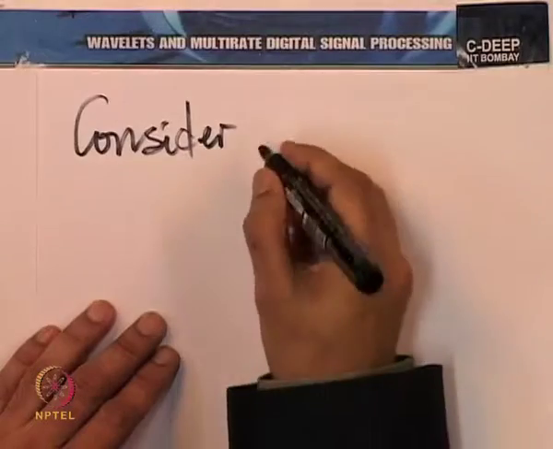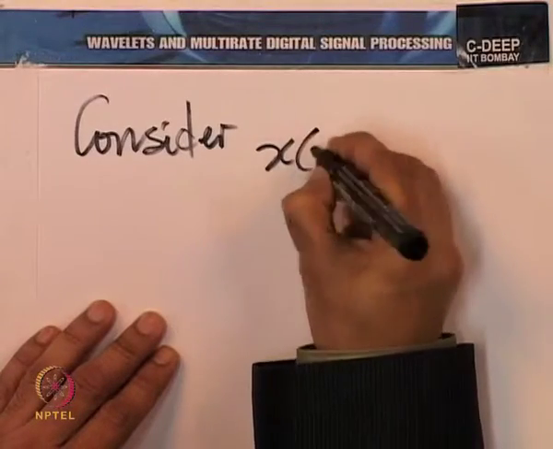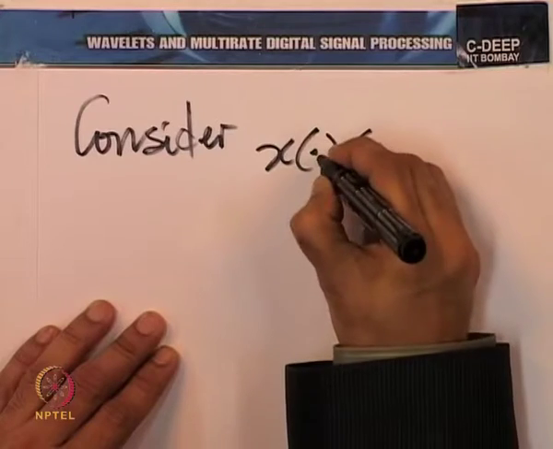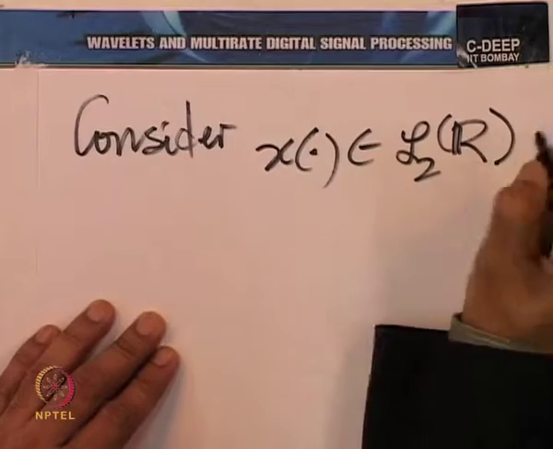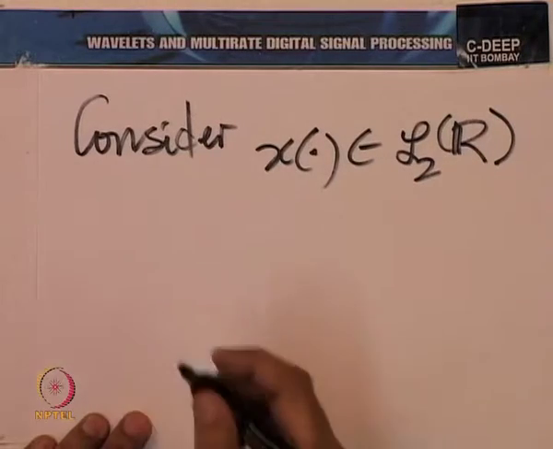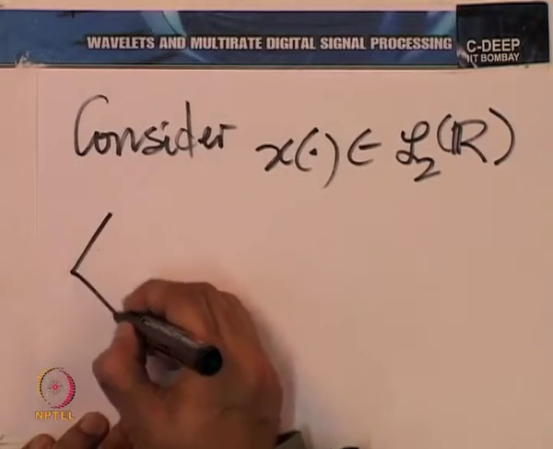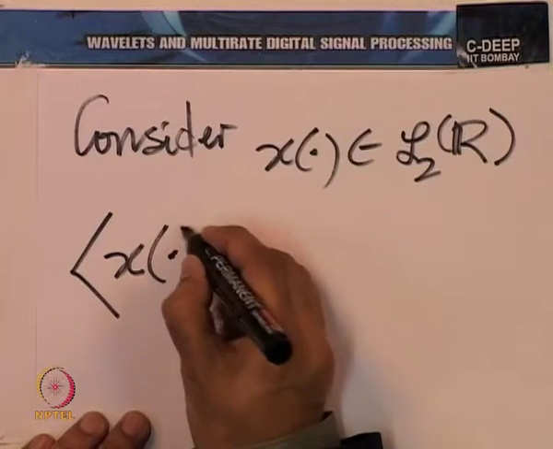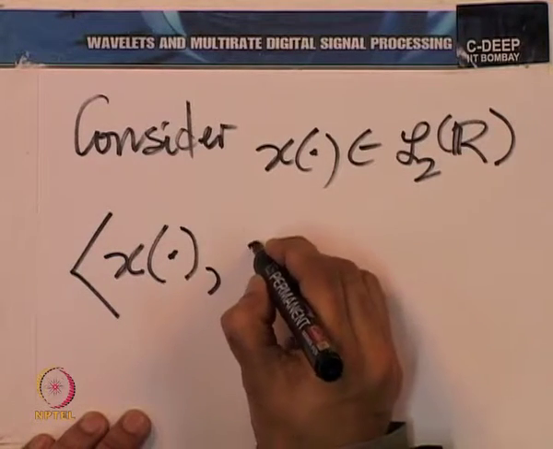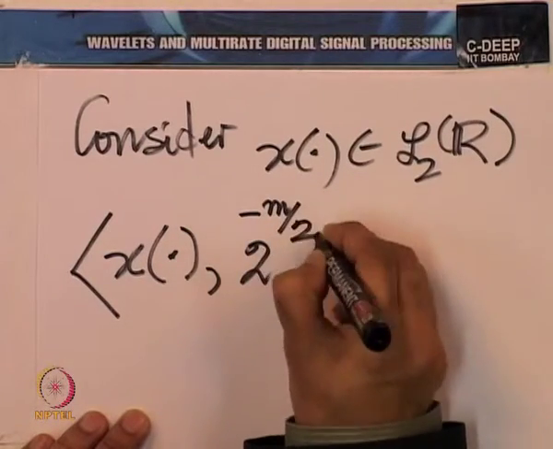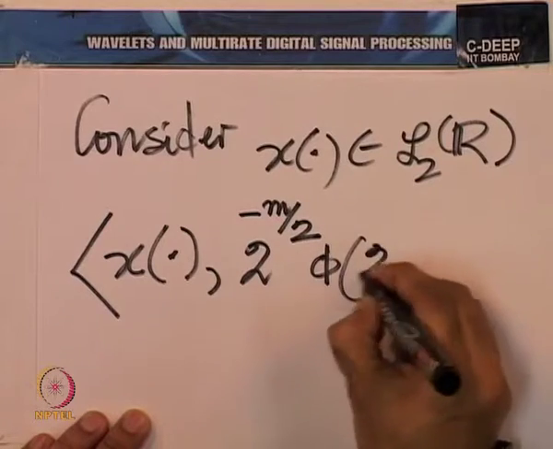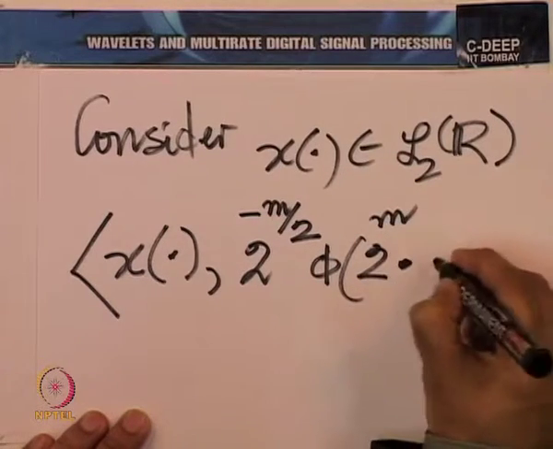So, consider x t belonging to L2R, or if you please x with the argument belonging to L2R, as is the correct way to write it. And then consider the inner product of this x with this orthonormal basis element 2 raised to the power minus m by 2 phi 2 raised to the power m dot minus n.